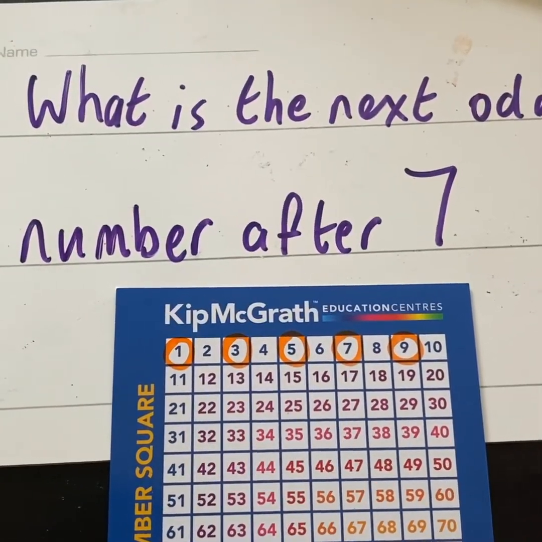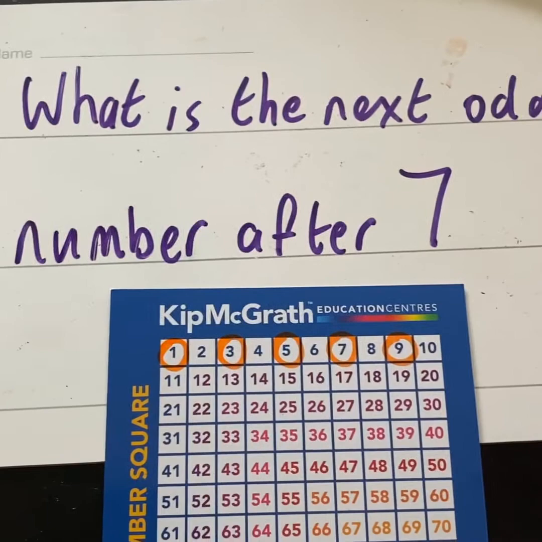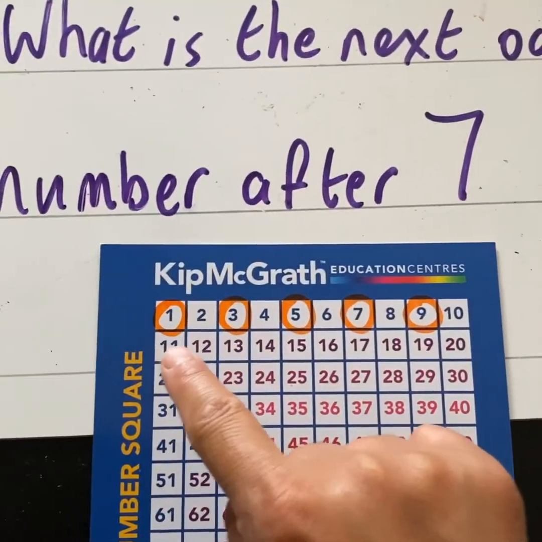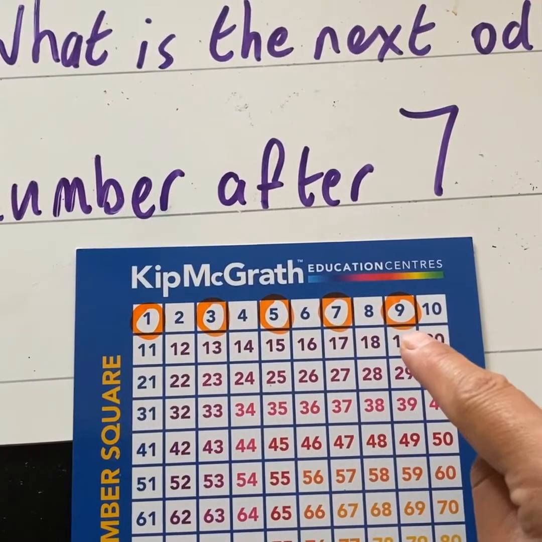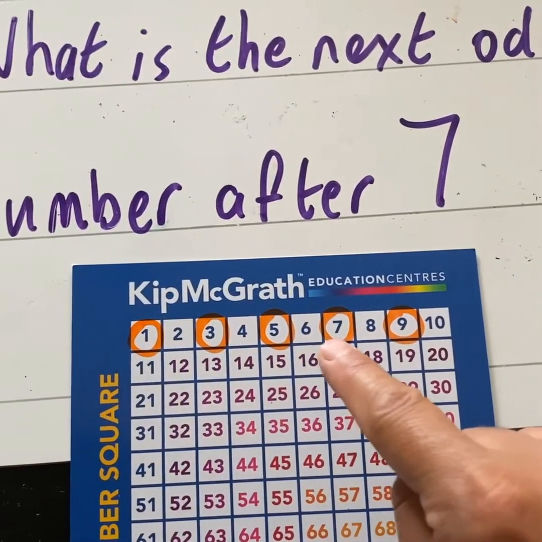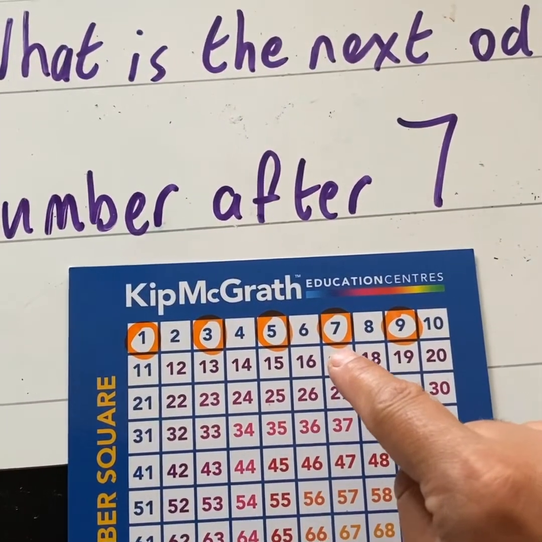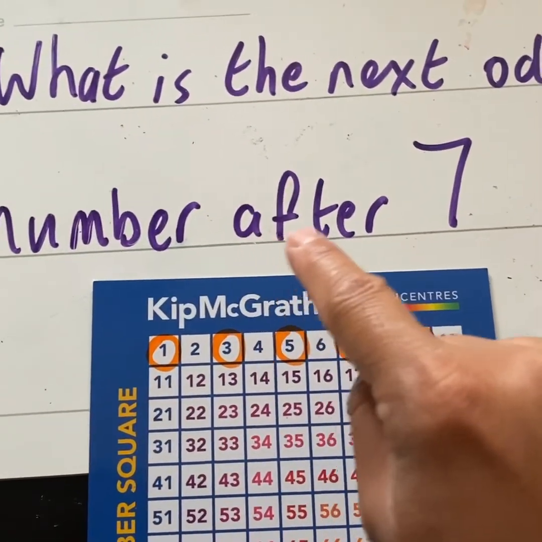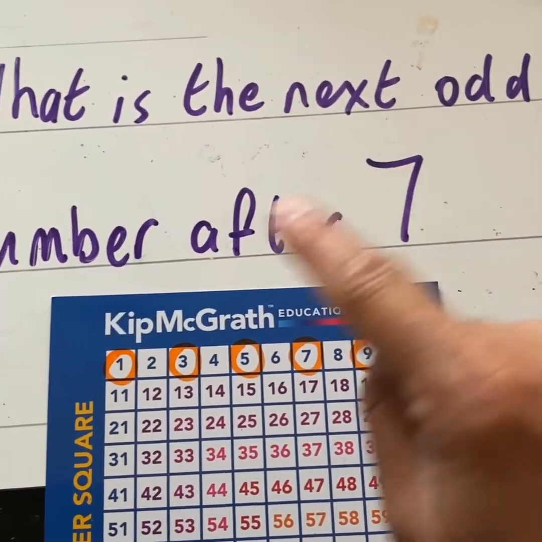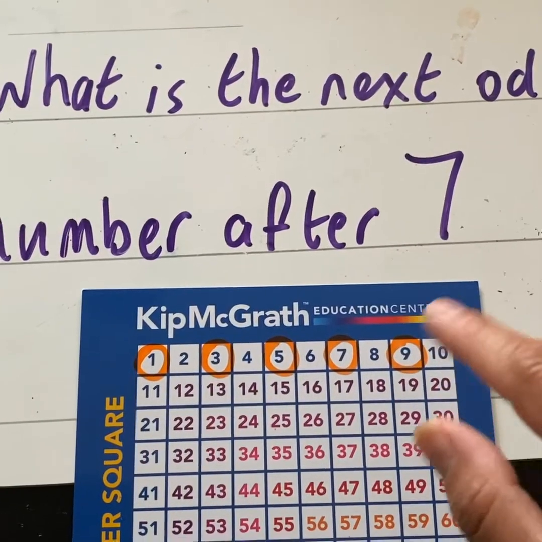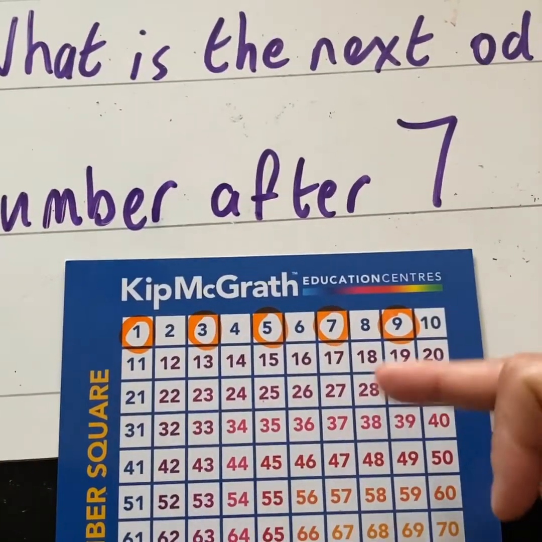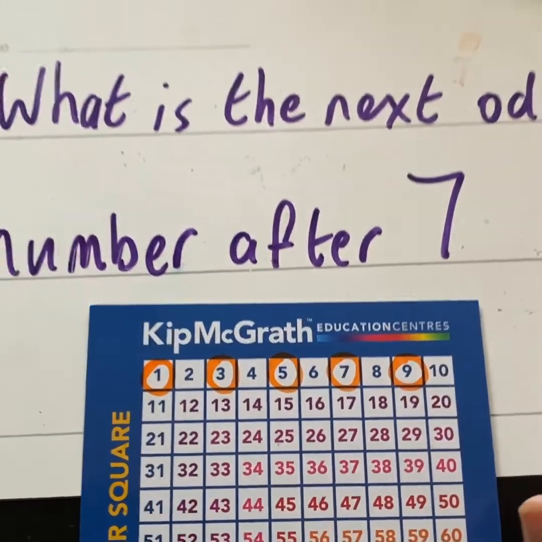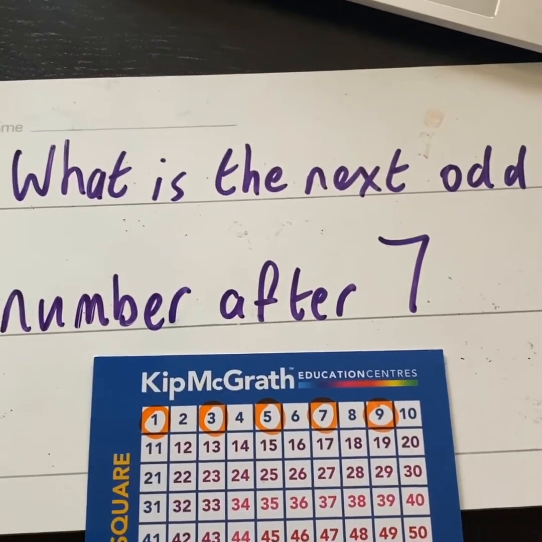And the next one is, what is the next odd number after 7? As you can see, I've already highlighted the odd numbers. The child or student finds number 7, and the next odd number would be number 9. You can change it to what is the next even number after 7, or what is the next even number after 17, or try bigger numbers. So these activities are really adaptable.